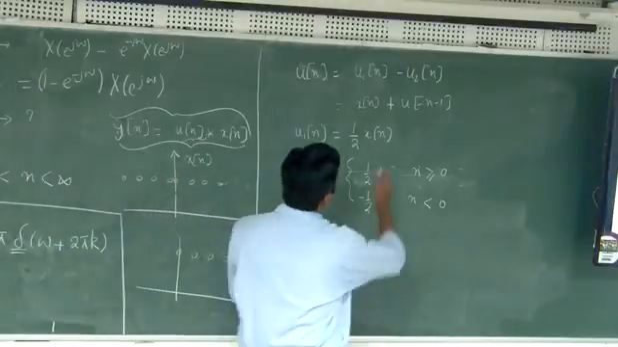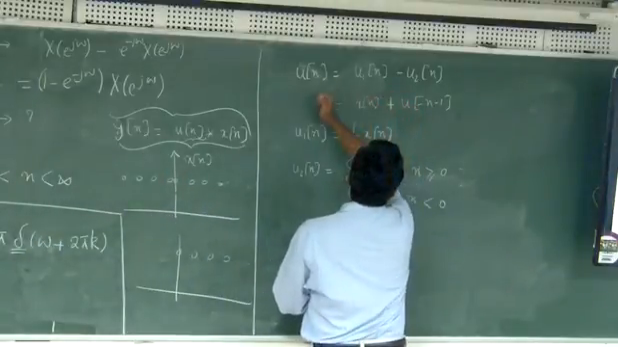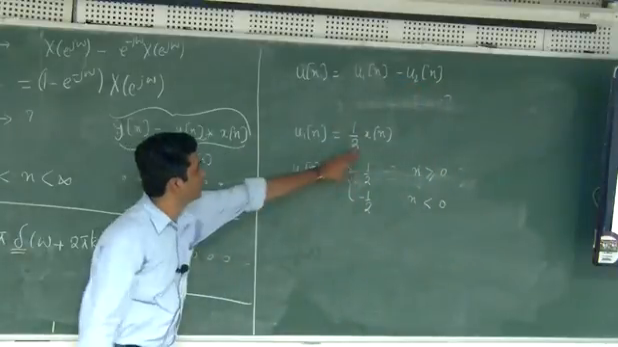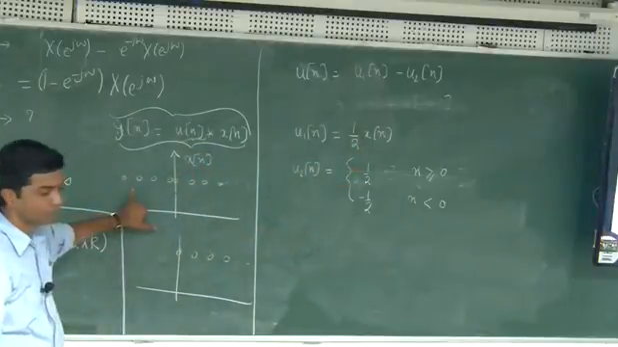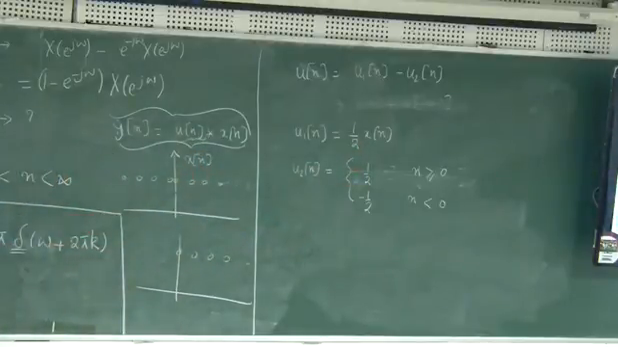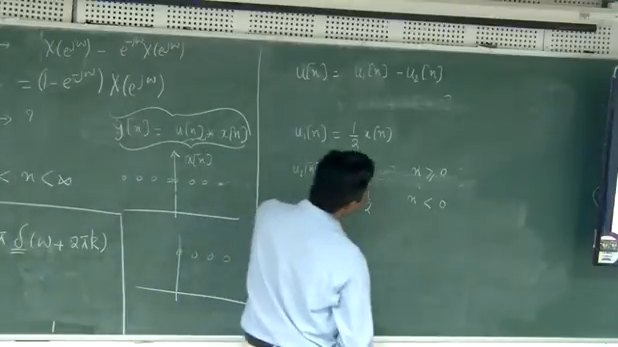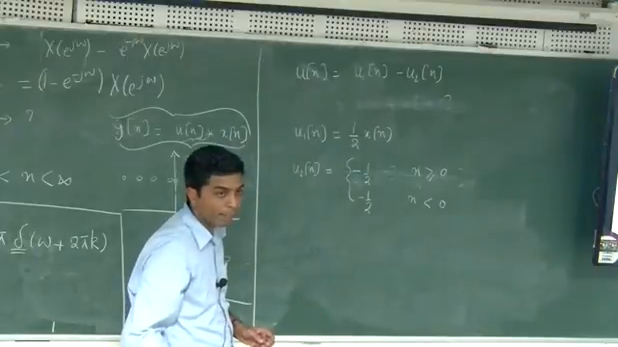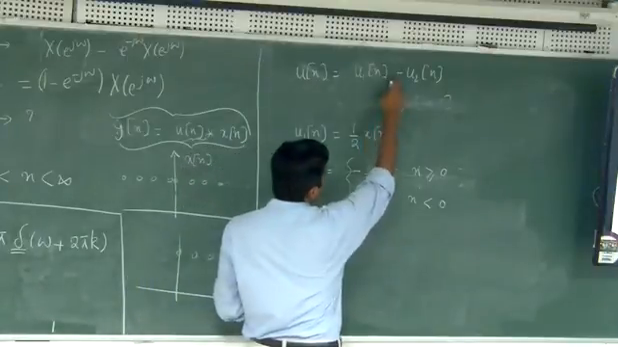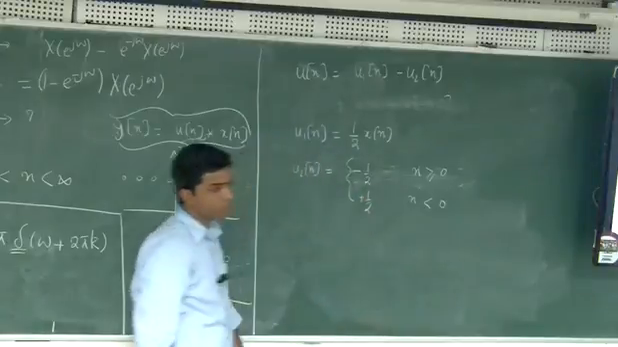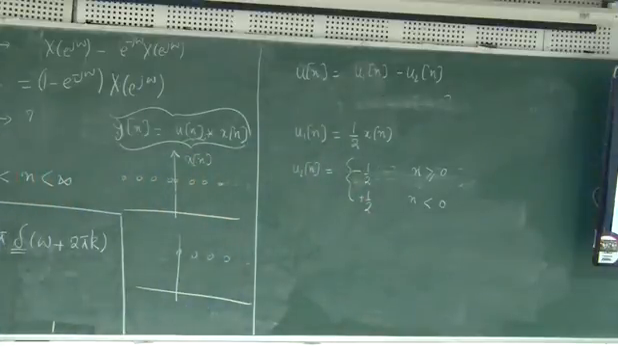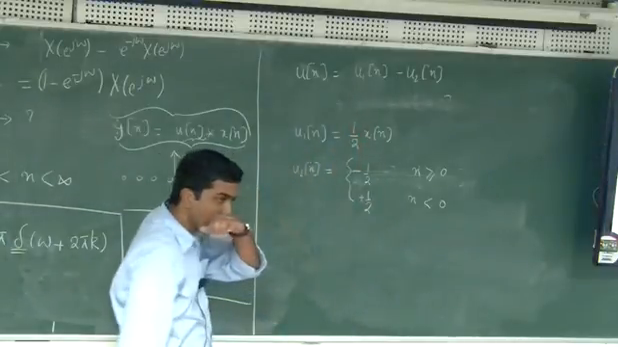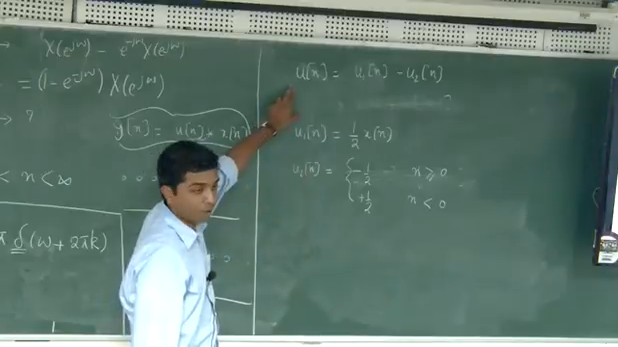Let's forget this for now. My u2 of n is this, and my x of n is this thing here. So you want to maintain this minus sign here. Okay. Yeah. So now if I add these two things, I get u of n, right?